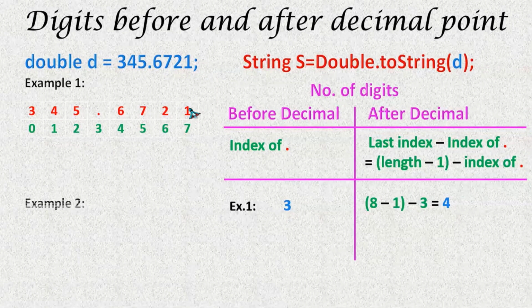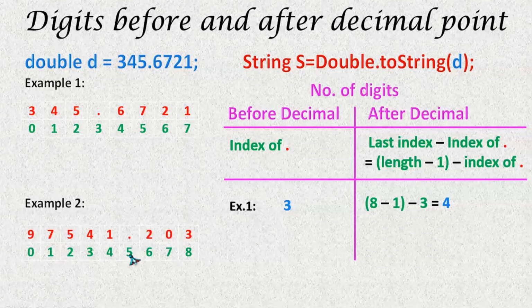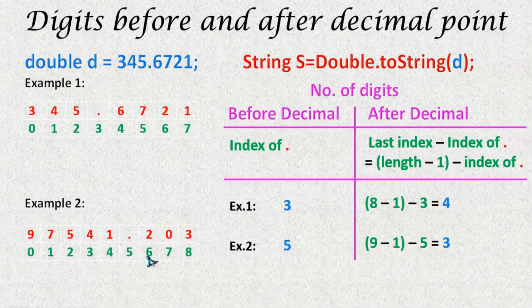Let us check with another example. Here I have another number. So index of this dot is 5. So 1, 2, 3, 4, 5 digits are present before the decimal point. And then here there are 3 digits after the point. So what we do? The total length of this is 9. Minus 1 is the last index we get. 9 minus 1, that is 8, minus index of dot, which is 5. So we get 3 as the answer. So this is the logic of extracting the number of digits present before and after the decimal point. This is a good example program of how to convert from double type to a string type.